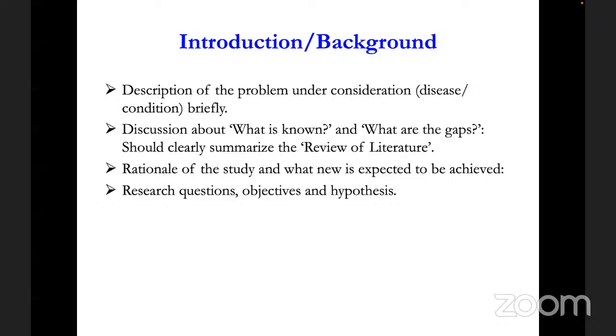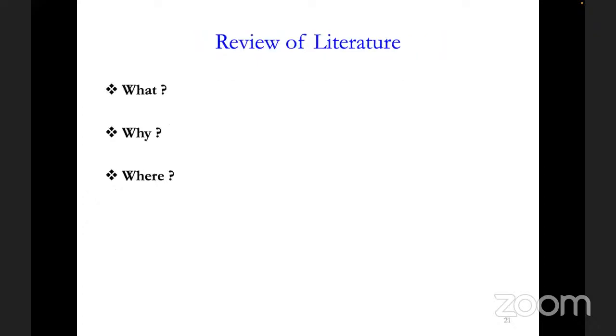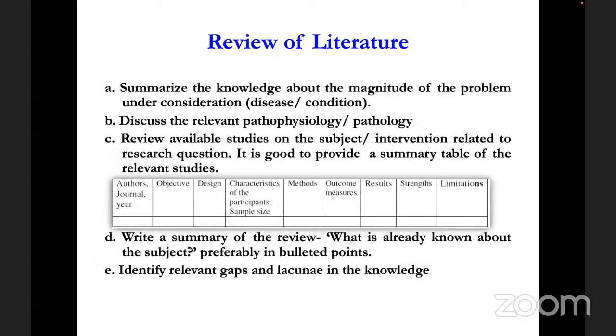So whenever you write an introduction, the sequence needs to be followed in the same way, culminating in a proper PICOT-based research question. Subsequent to your introduction section, you need to mention the review of literature, and it must include what, why, and where. The review of literature should be very systematically presented. I will come to more detail a little later, but you need to summarize the knowledge about the magnitude of the problem that you are considering in this particular research question, and then discuss and summarize it.